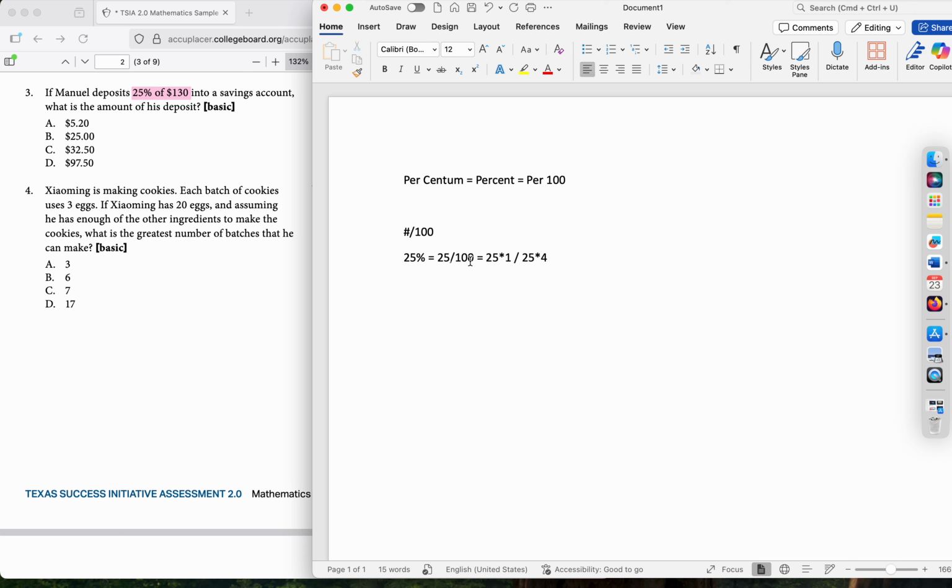Well, let's look at our options. 25 times 4 is 100, so it can't be that. This number's too small, right? If I multiplied this number by 4, it wouldn't give me 130. Well, 97.5 times 4 is a really big number, so it can't be that. So the only option that makes sense is going to be C, $32.50, because when we multiply that number by 4, it'll give us 130.